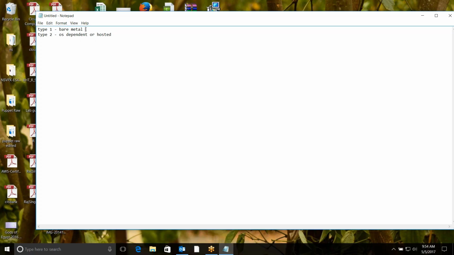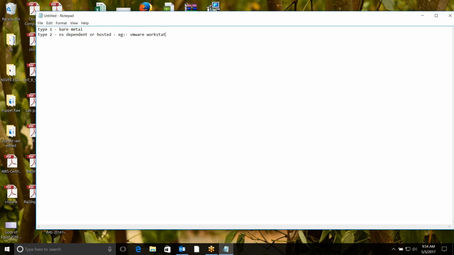Now, what exactly does this mean? A bare metal hypervisor means the hypervisor, or the tool, is installed directly on the hardware. That means we do not require an operating system to work with this type of hypervisor. For OS dependent or hosted hypervisors, we require an operating system to be available on the machine.